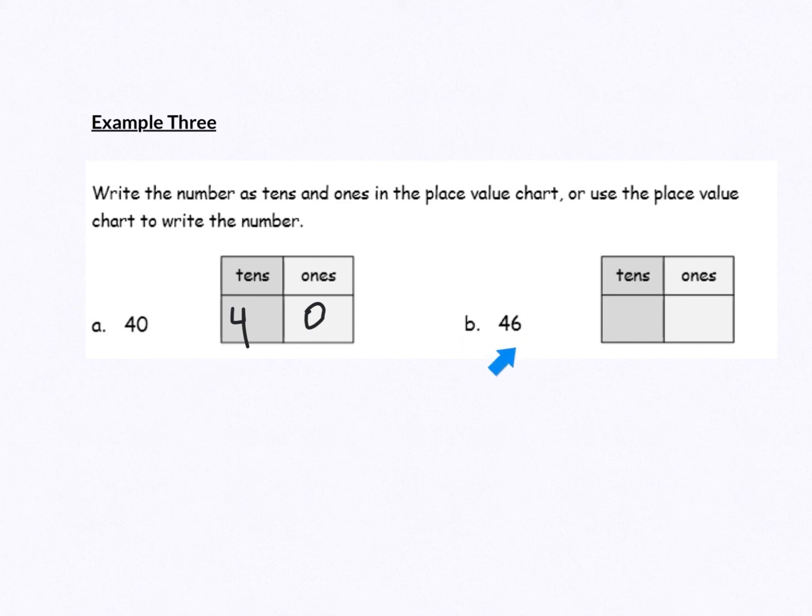Next for B, we have a 6 and a 4. So our 6 here, we're going to scoot again over into this ones place. And our 4 comes over here to the tens place. This shows us that we have 6 ones and 4 groups of 10.